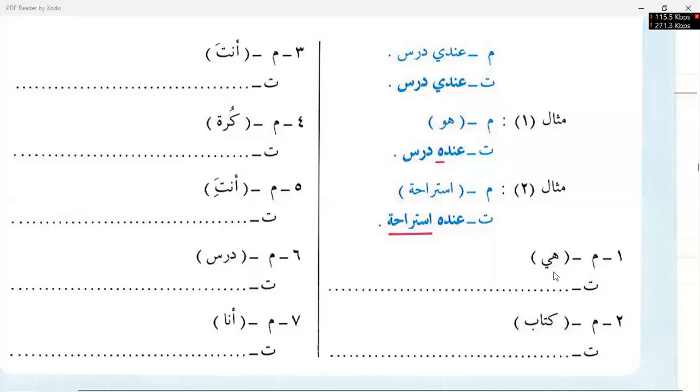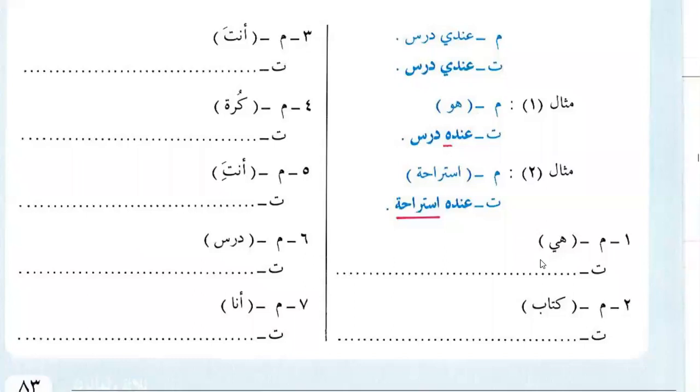You will use the majrur form of hiya. Do you know what is the majrur form of hiya? It is ha. The majrur form of hiya is ha. So what is the sentence here? Indaha istiraha. Indaha istiraha. Okay.